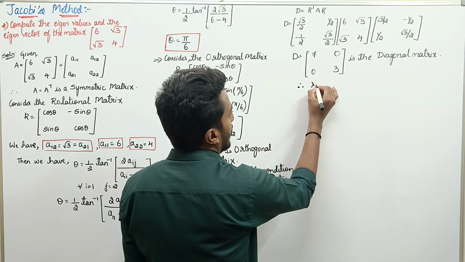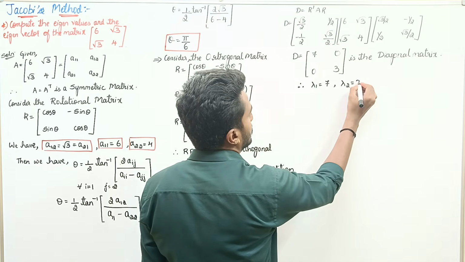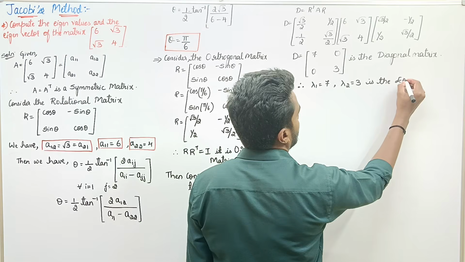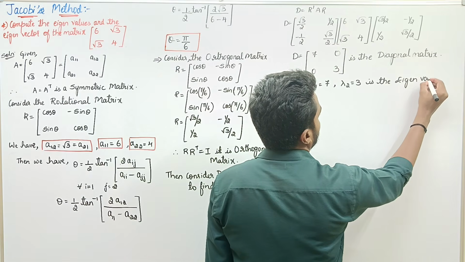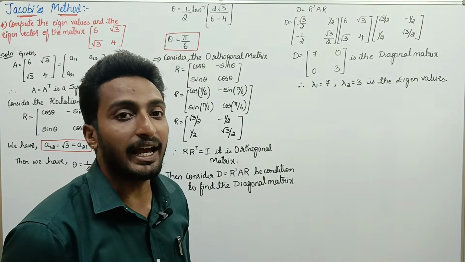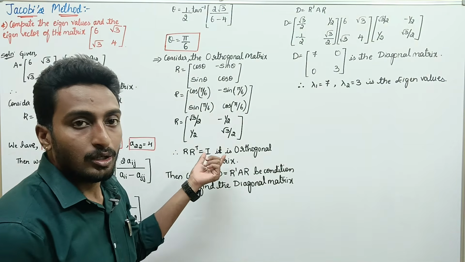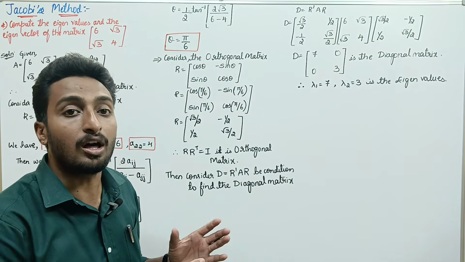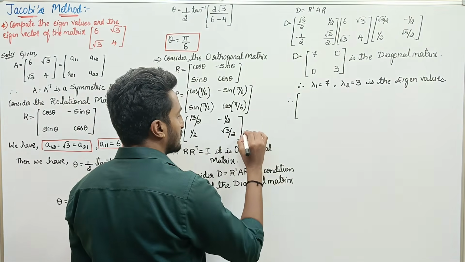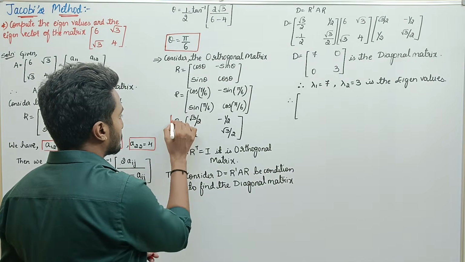Now, after finding the diagonal matrix, you can represent the diagonal elements as the eigenvalues. Therefore, lambda 1 equal to 7 and lambda 2 equal to 3 are the eigenvalues. Got the point? Now, you are supposed to find the eigenvectors. How to find the eigenvectors? Considering R, you need to represent it in column form.